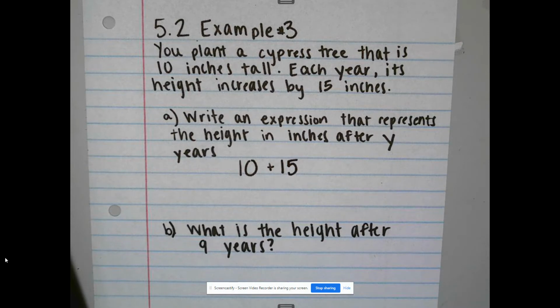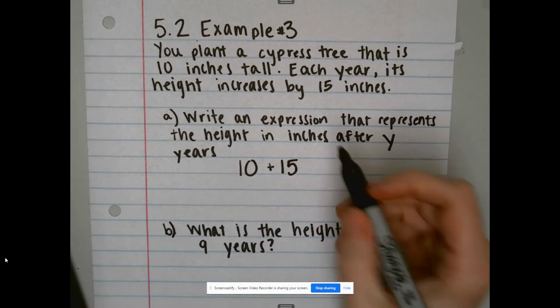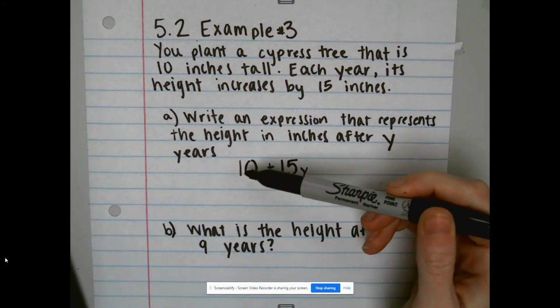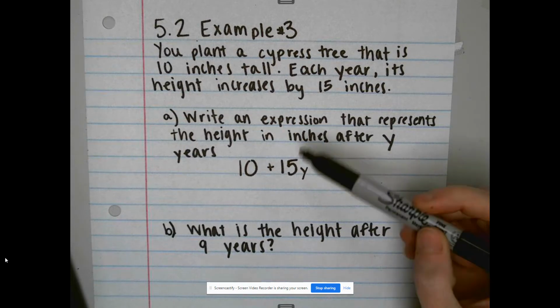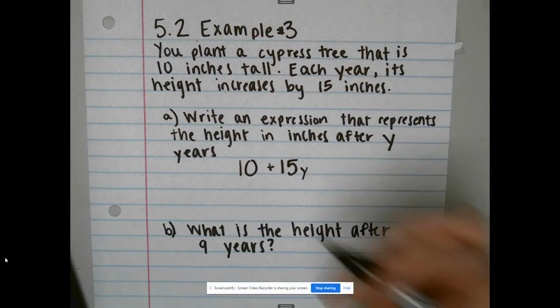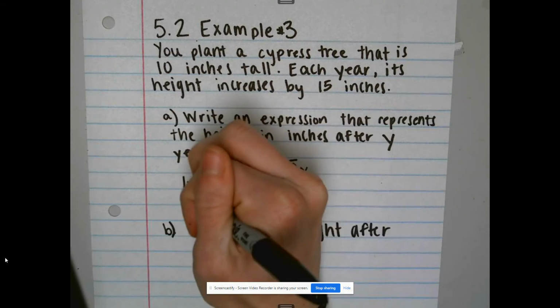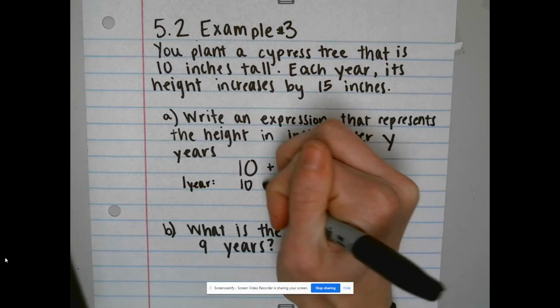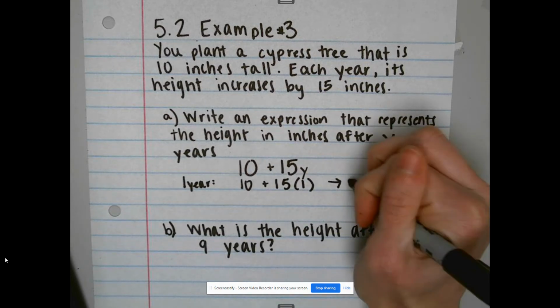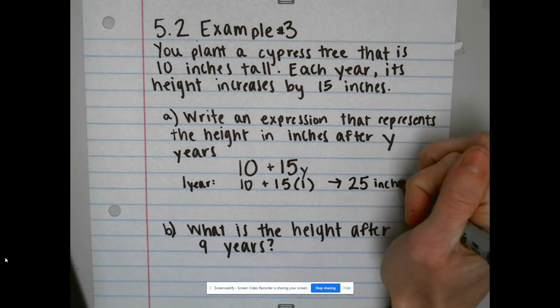And there's something I'm missing, right? Because 10 plus 15 isn't going to give us the height in inches after certain amounts of years. I'm going to add in my y after the 15. I'm going to explain why. Well, it starts with 10 inches, and then every year I'm going to add 15 inches times however many years there are. So for 1 year, and I'll write that off to the side, 1 year would be 10 plus 15 times 1, right? And that would equal 25 inches. So after 1 year, 25 inches.